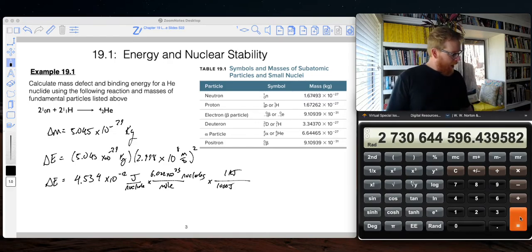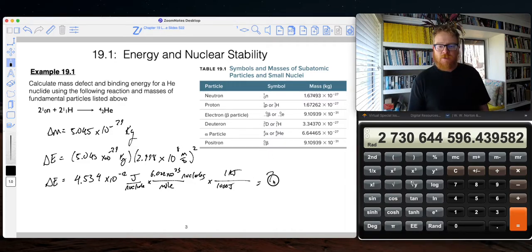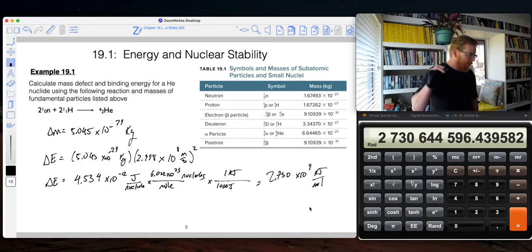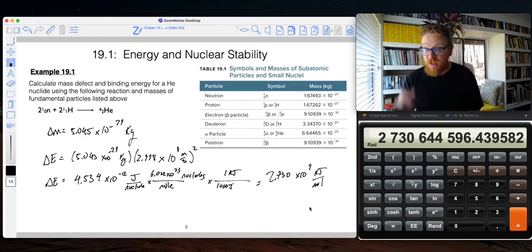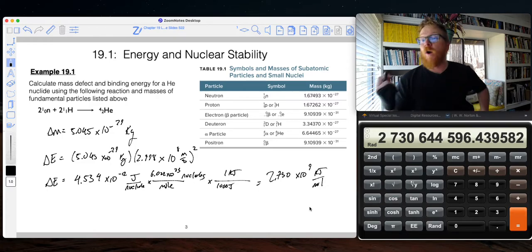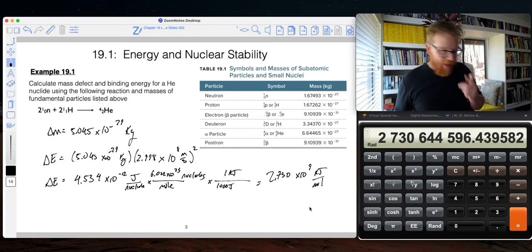And let's see, now I get an enormous number. So that's 1, 2, 3, 4, 5, 6, 7, 8, 9. So that is 2.730 times 10 to the 9 kilojoules per mole. I cannot impress upon you how enormous this number is to create a mole of material. Or if I were to split up this nuclei, that I would get that amount of energy.